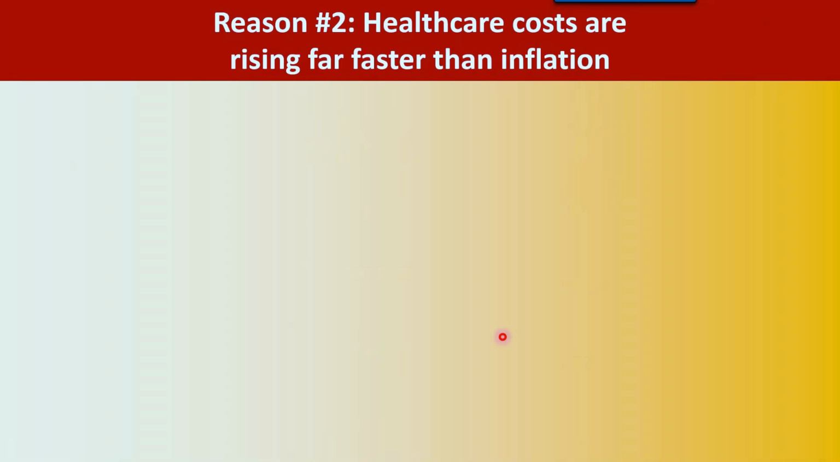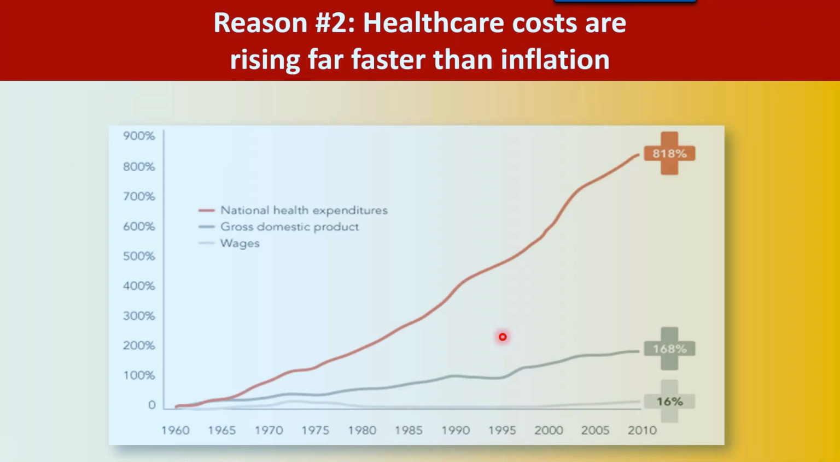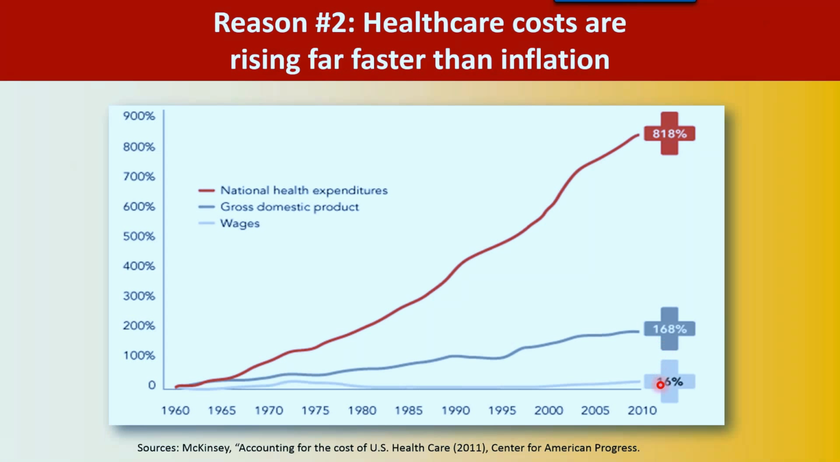The second reason is healthcare costs are rising much faster than inflation. And when you look at the retirement income that you're going to have, you have to keep this in mind. This is how much faster. So wages, 16% over this time frame. The GDP of the US, 168%. National health expenditures, 818%.